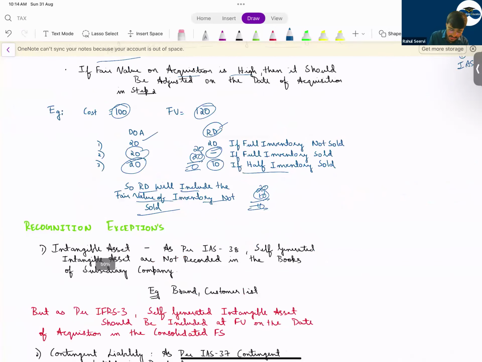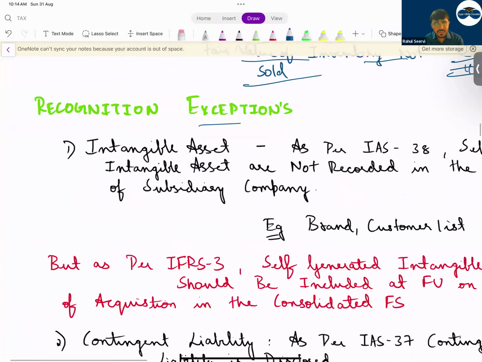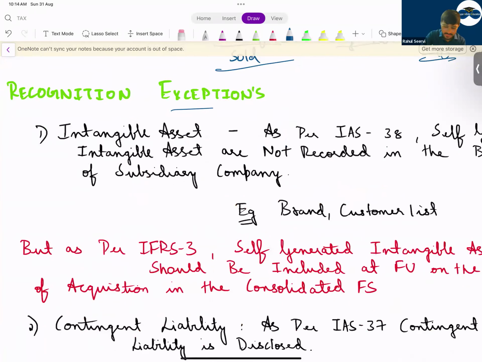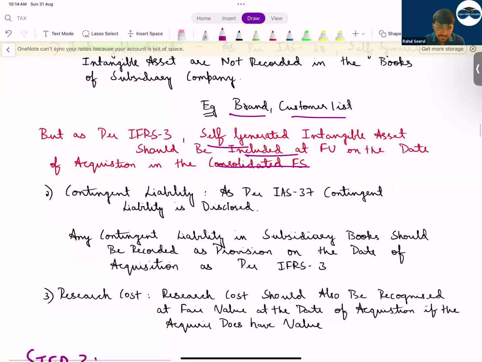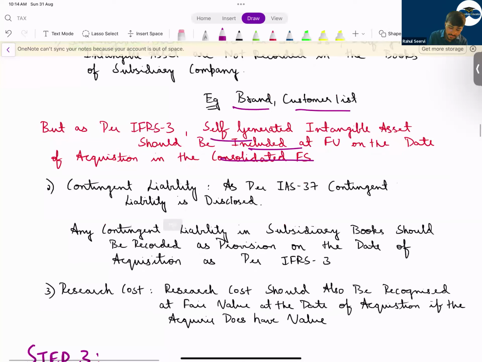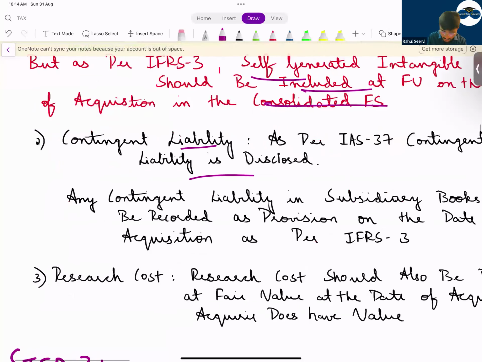Then recognition exceptions: what the subsidiary company will not record, we have to record. We have just seen, like intangible assets, we have to record them. Yes or no? Like your brand, customer list, etc. But as per IFRS 3, this should be recorded if it is identifiable. Contingent liability also we have done, it is disclosed, but we have to record this as a provision.